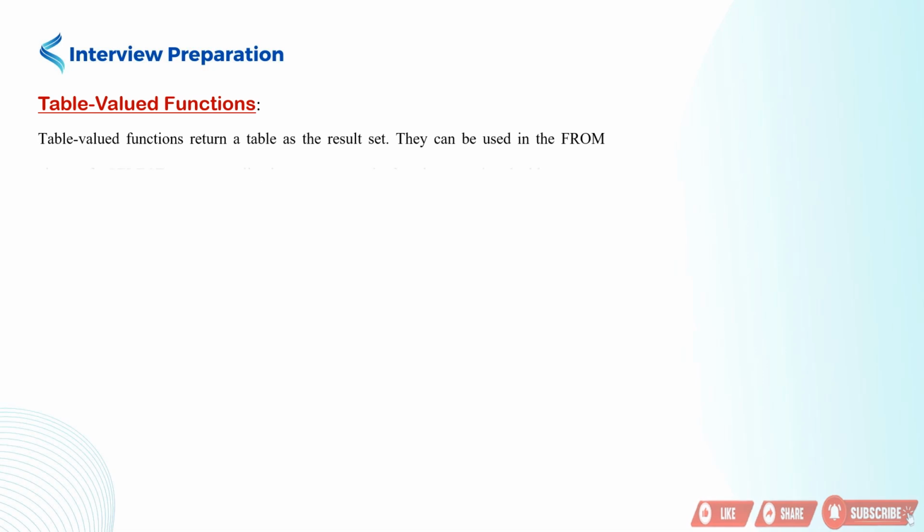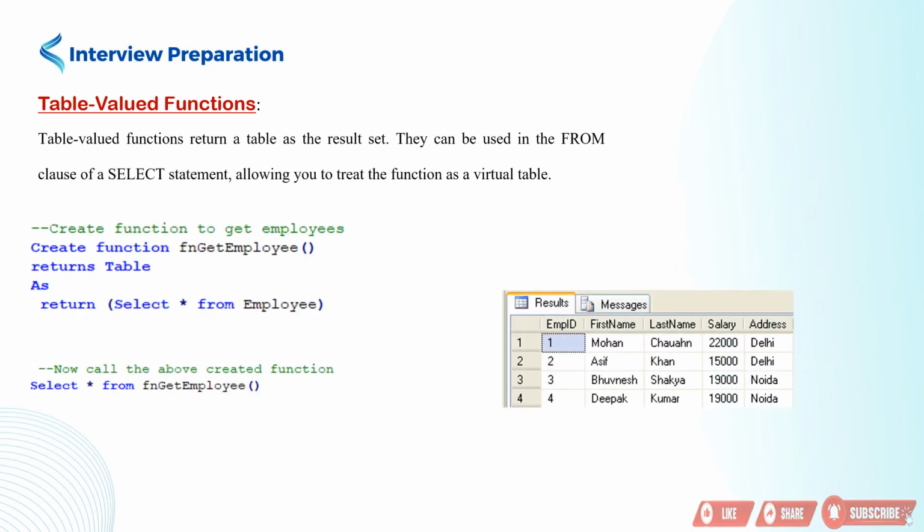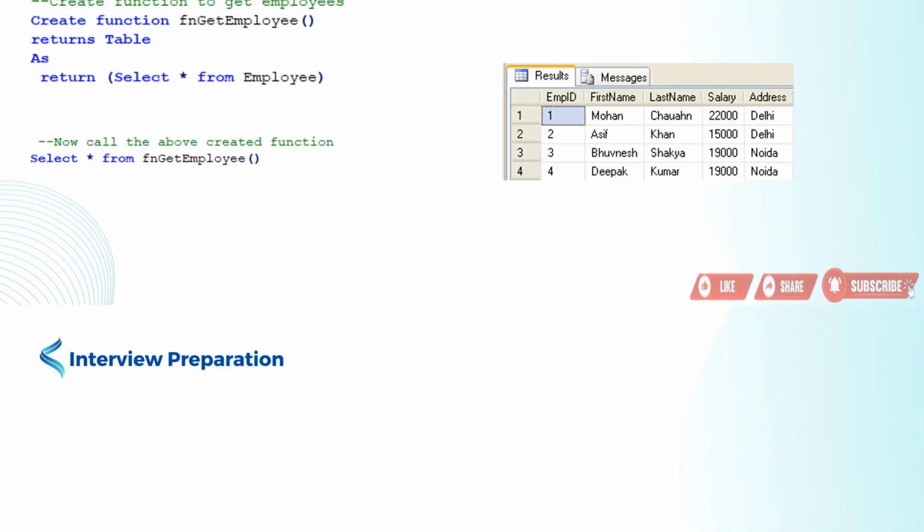Next up, we have table-valued function. Table-valued functions return a table as the result set. They can be used in the FROM clause of a select statement. It allows you to treat the function as a virtual table. In this example, we have created a function to get the employee list. When we call the function in a select statement, it will fetch all the employees.